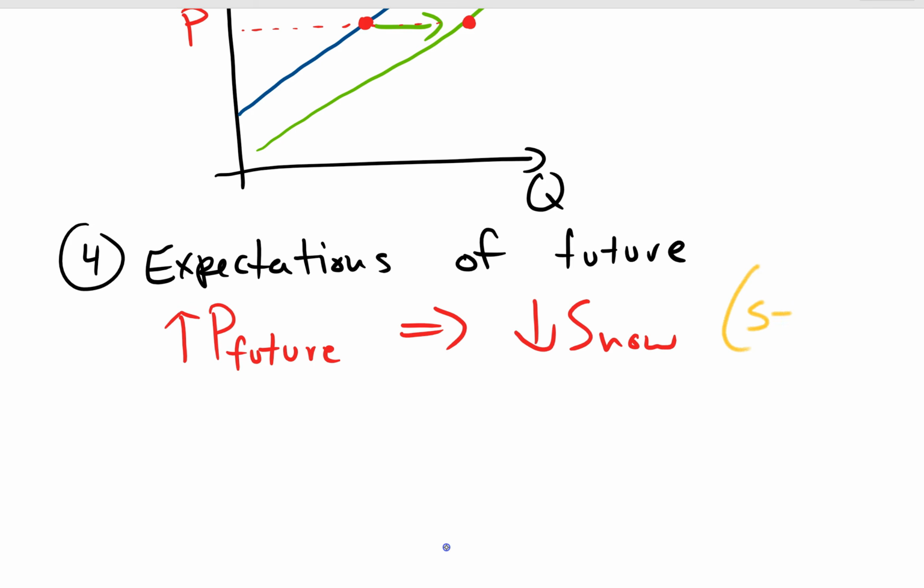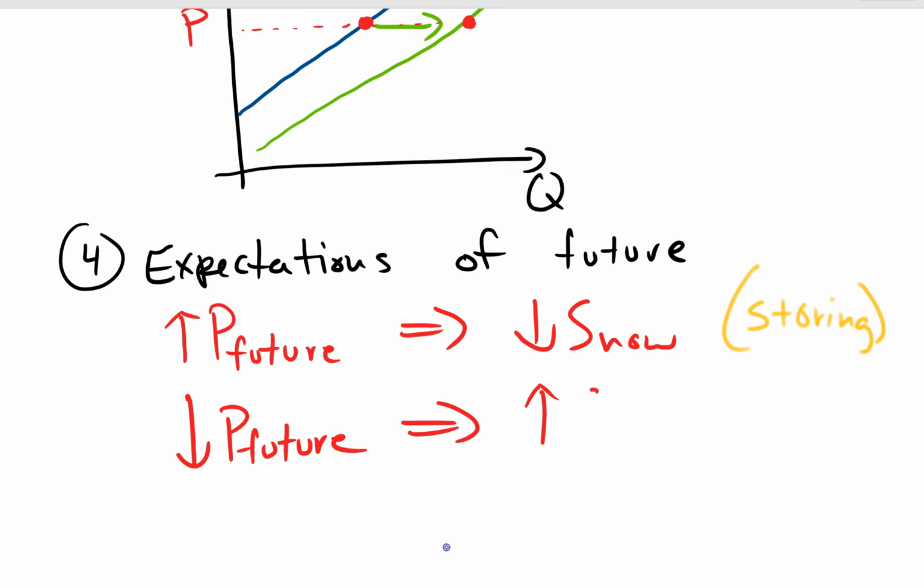This is only if it's something that can be stored, like agricultural products or something like property, where you hold it now and then you sell it in the future. And then if we expect a big drop in the price in the future, then people want to sell now, right? So they might want to sell more now. And this notation, the big S, just means the supply curve. So we're talking about shifts in the supply curve. Okay, in the next video, we're going to put the two things together.